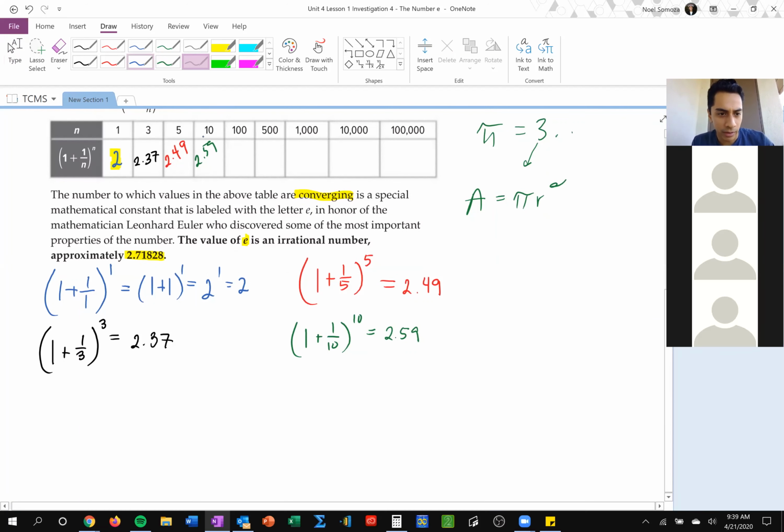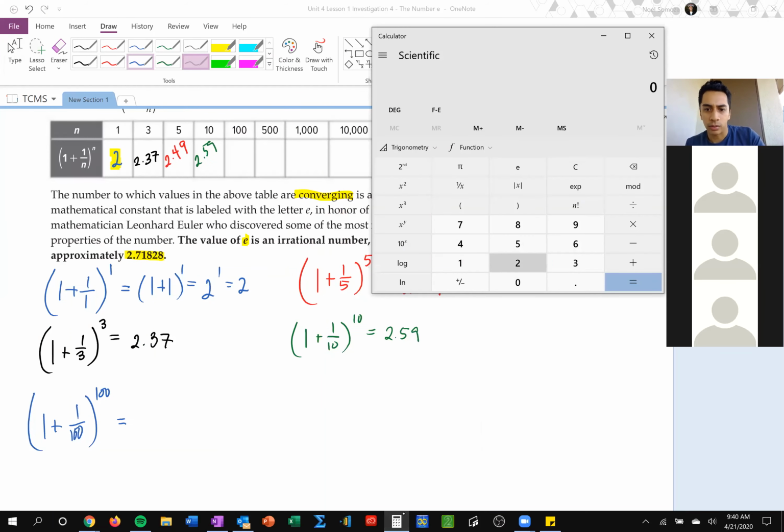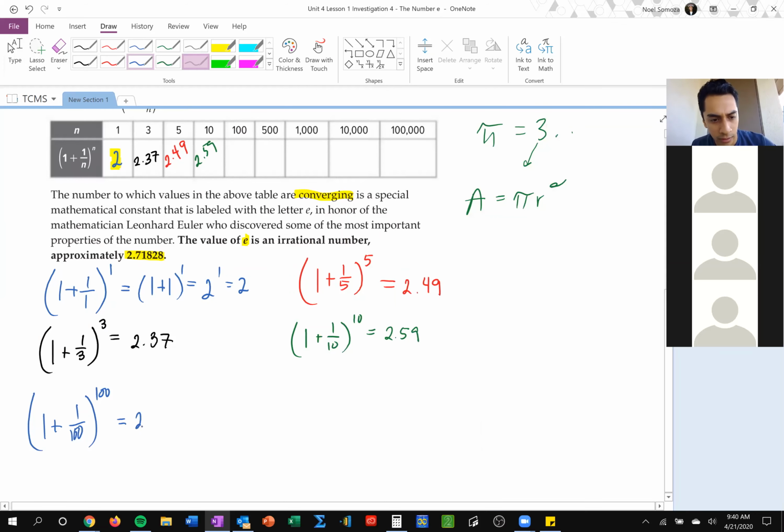Let's approximate now when n is 100. So 1 plus 1 over 100 to the 100th power. So 1 divided by 100 plus 1 to the 100th power. You see that? Now that is getting close. Now that we've gone up to 100, we're at 2.7. I believe we can round it, we'll leave it at 2.70. We're close. n is getting larger, we're converging, we're getting close to that point.